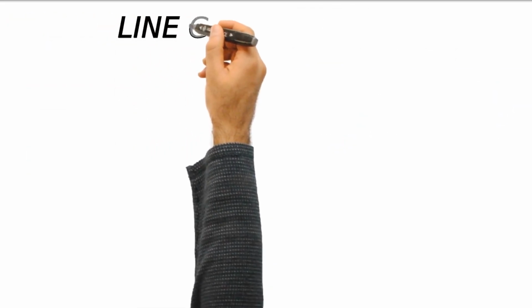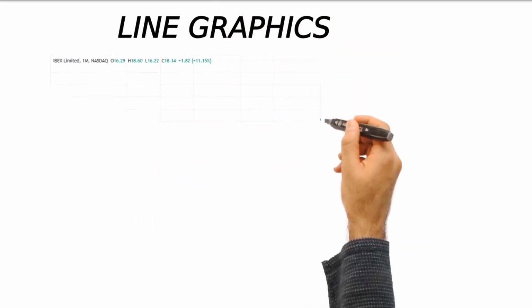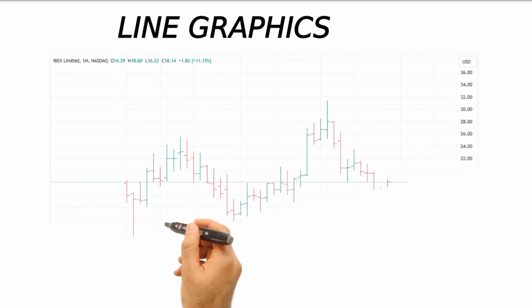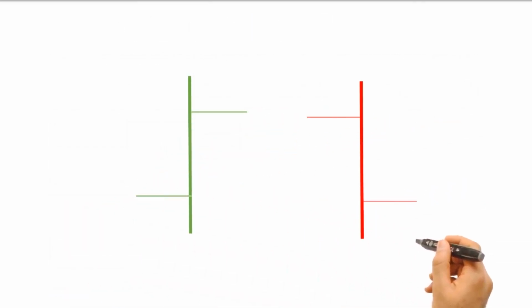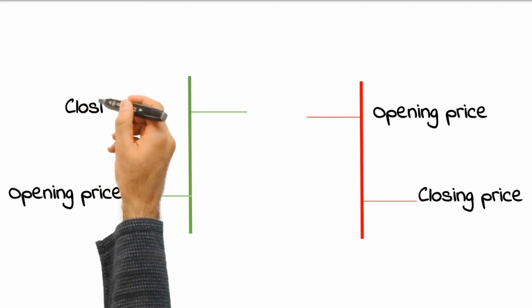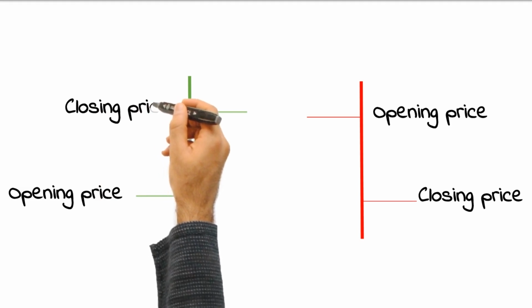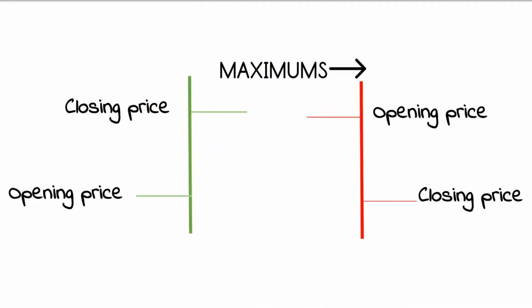In a bar chart, each vertical bar represents a period of time, and also reports the price path over that time, taking into account the following. Opening price, indicated with a horizontal line, to the left, starting from the vertical bar. Closing price, indicated with a horizontal line, to the right, starting from the vertical bar. Maximum price, is given by the upper end of the vertical bar. Minimum price, it is given by the lower end of the vertical bar.